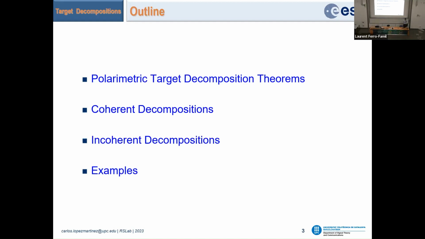So I'm going to present the main ideas behind target decomposition theorems. I will differentiate between coherent and incoherent decompositions, and if we have time, I will end up with some examples. Any question? Again, if you have any question, don't hesitate to raise your hand and you can interrupt me, okay? I prefer to spend half an hour on one slide to be clear. The goal is not to arrive at the end. The goal is that what you got, you understood, okay?